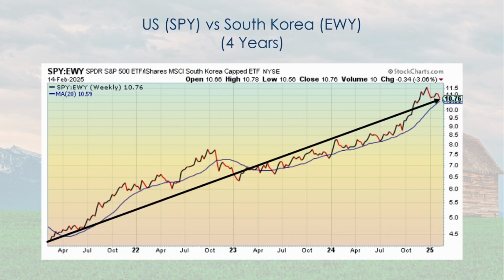When we compare the U.S., I put South Korea in here. EWY is the ticker. Again, in the last month or 2, it has been coming down a little bit, but still the U.S. is stronger than South Korea, above its 20-period moving average.